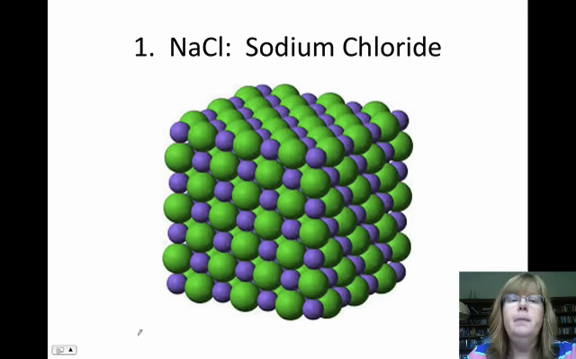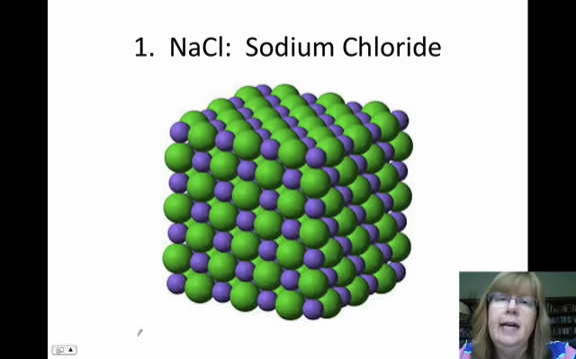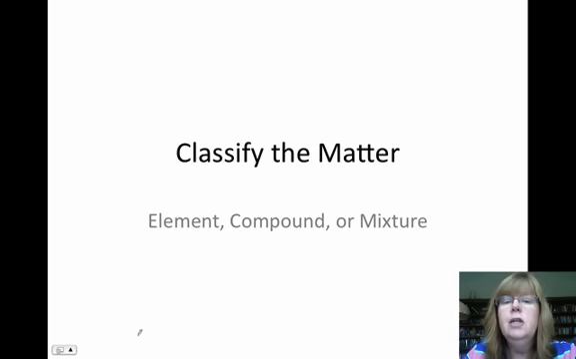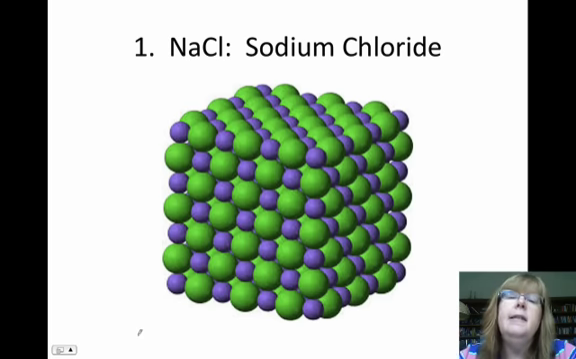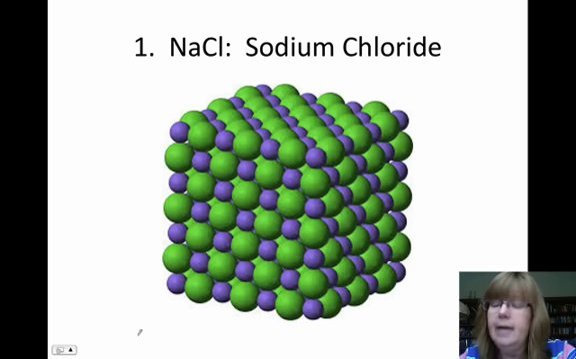All right, so number 1 is NaCl, or sodium chloride. And if you want, then you can study this later. You could write down sodium chloride and decide if it's an element, if it's a compound, or if it is a mixture. So that is going to be our choices. This is called a space-filling model. That's what this picture is. And the green circles here would represent the chloride ion, and the purple would be the sodium ion. So it's sodium chloride. Is it an element? Is it a compound or a mixture?